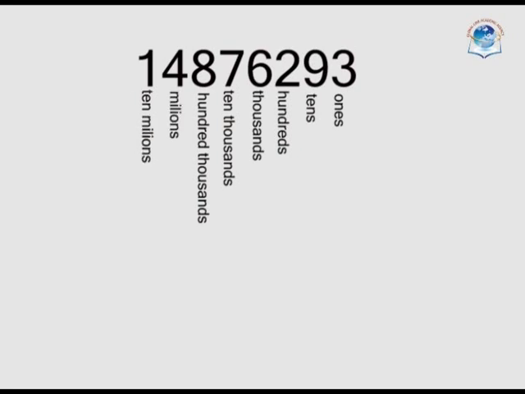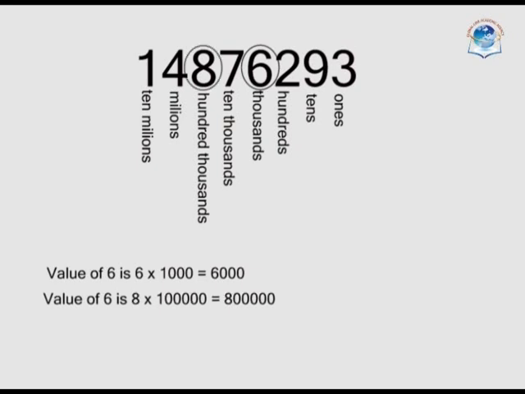From this, one may ask, what is the value of 6 in that number? The place value should tell us. The place value of 6 is thousands. So the value of 6 is 6,000. The value of 8 is 800,000, and so on.